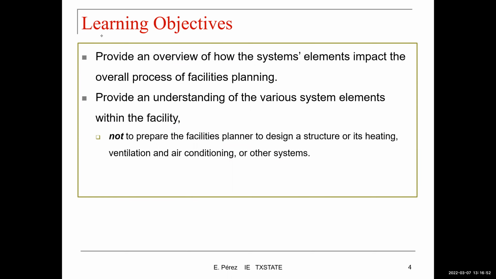The learning objectives are not changing. They're the same as the previous one. So provide an overview of how the system's elements impact the overall process of facilities planning. All these things that you're accounting for are an important part of designing your facility, and not accounting for those can create some trouble. So you want to make sure that you are accounting for the space requirements of all these systems, and then provide an understanding of the various system elements within the facility. Again, we are not going to build the facility, right? We are just planning for the inside and the layout and the requirements in terms of systems that are needed for the facility.